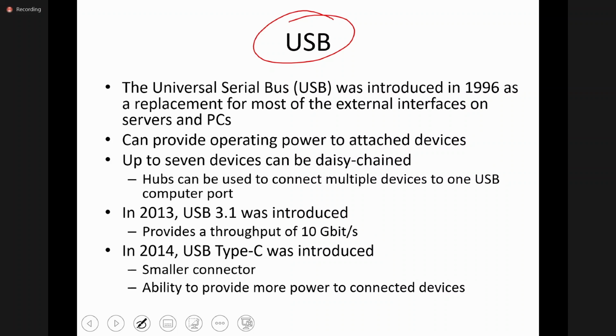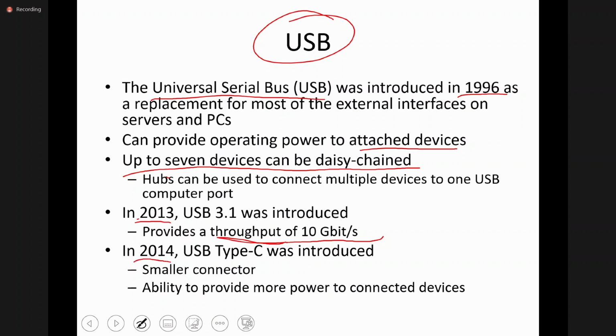It's the Universal Serial Bus. It was designed in 1996 and has been developed yearly. It can provide operating power to attached devices. Up to 7 devices can be daisy chained. In 2013, USB 3.1 was introduced, able to handle 10 gigabits per second. So the speed has been increased.